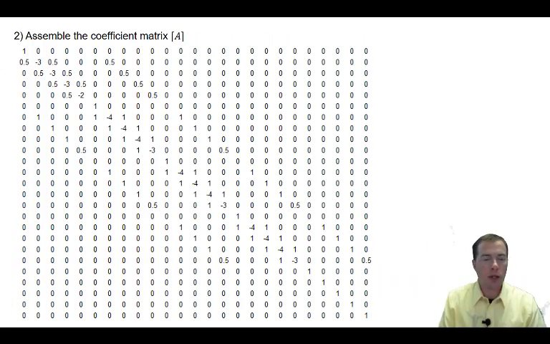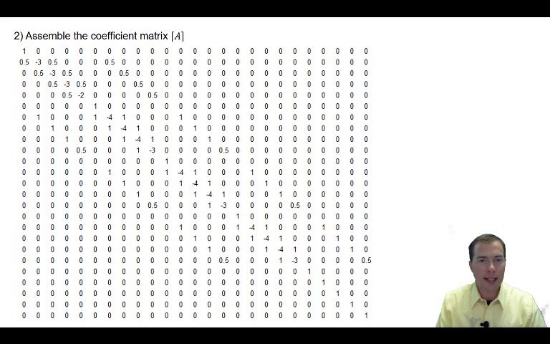Now that we have assembled the constants matrix, we must also assemble the coefficient matrix. I have done that separately from this video. The result is shown here. Because we have 25 equations, the coefficient matrix is a 25 by 25 table, with 25 rows corresponding to the 25 nodal temperatures and equations.